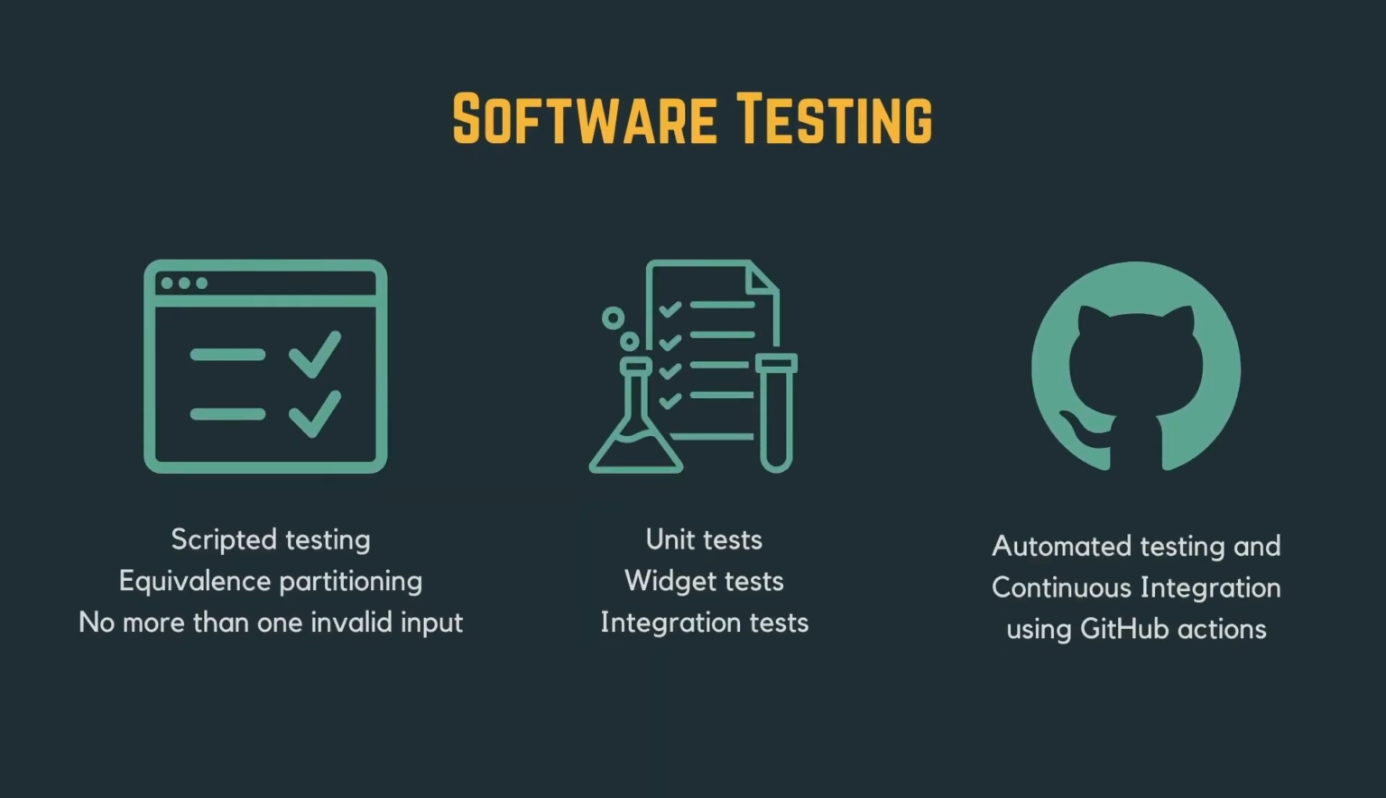To ensure the software we developed is of high quality, we followed various software testing practices. Scripted testing was used to design our test cases using equivalence partitioning and the no more than one invalid input heuristic. Unit tests, widget tests, as well as integration tests were used to verify the quality of our app. We use continuous integration to build and test our software whenever new code changes were pushed to GitHub to detect regressions.